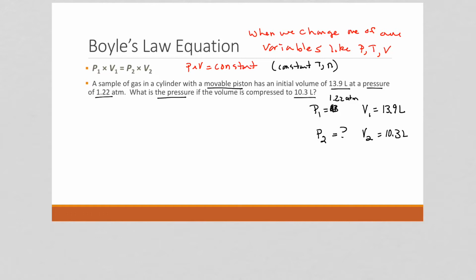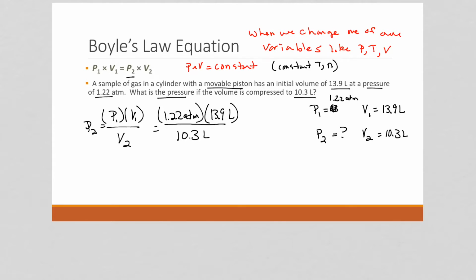So if I go with my equation and I solve for P2 here, we get P2 is equal to P1 times V1 over V2. So if I plug in my numbers here, I get a P1 1.22 atm times my V1 of 13.9 liters divided by my V2 of 10.3 liters. And if I work this through to three significant figures, I get 1.65 atm. Okay. And so if I follow my units, of course, my liters cancel, and of course my P2 is going to be in units of atmospheres.